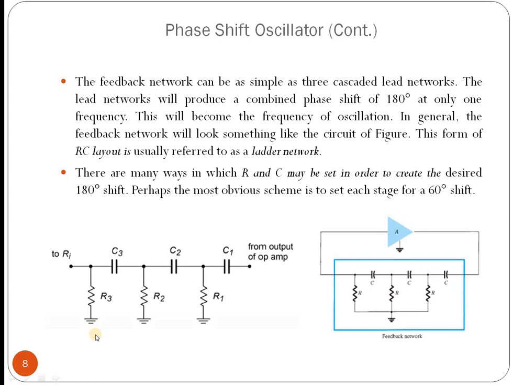If we connect this feedback path into the op-amp, the inverting op-amp, like this one, this feedback network will connect here. So it will create the additional 180 degree phase shift that will create the self oscillation of the op-amp.